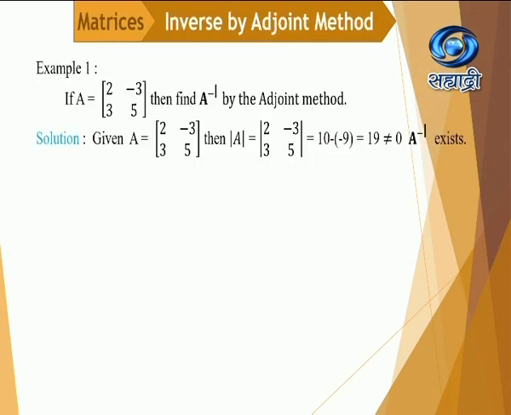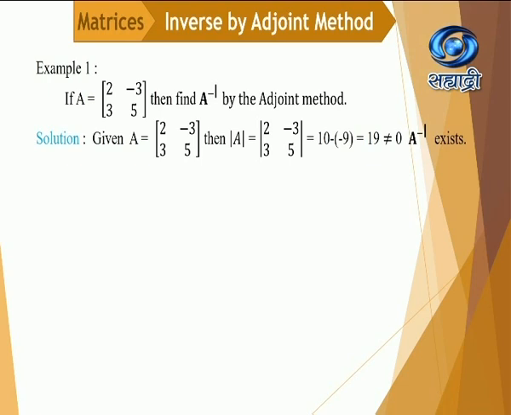Here is the example. A is a matrix of order 2 cross 2. Then find A inverse by the adjoint method. In the examination, there is a question depending upon A inverse: find A inverse by using elementary transformations or by using the adjoint method. So whatever question is there, you have to apply that method only. If it is asked for elementary transformations, then use elementary transformations. If it is asked by using the adjoint method, apply the adjoint method.